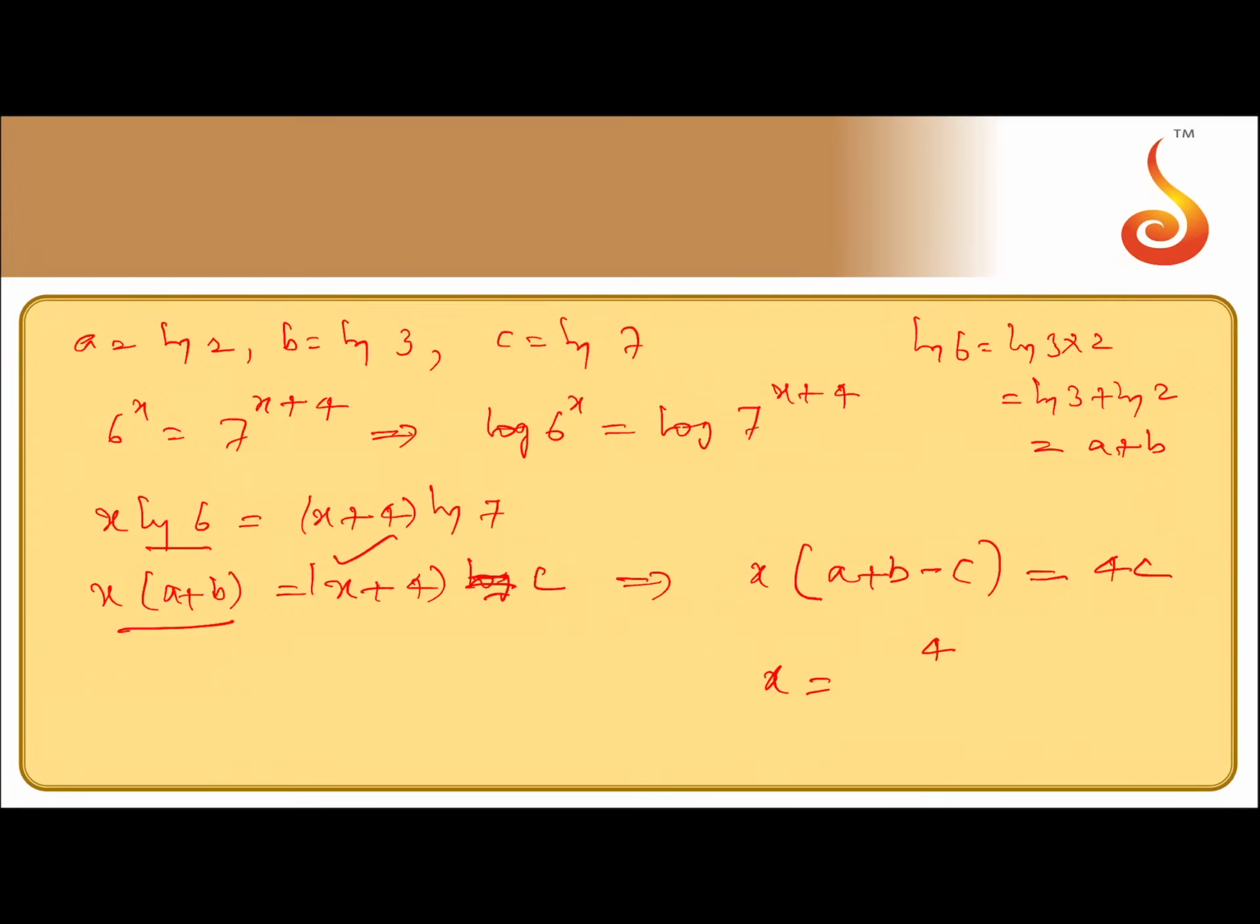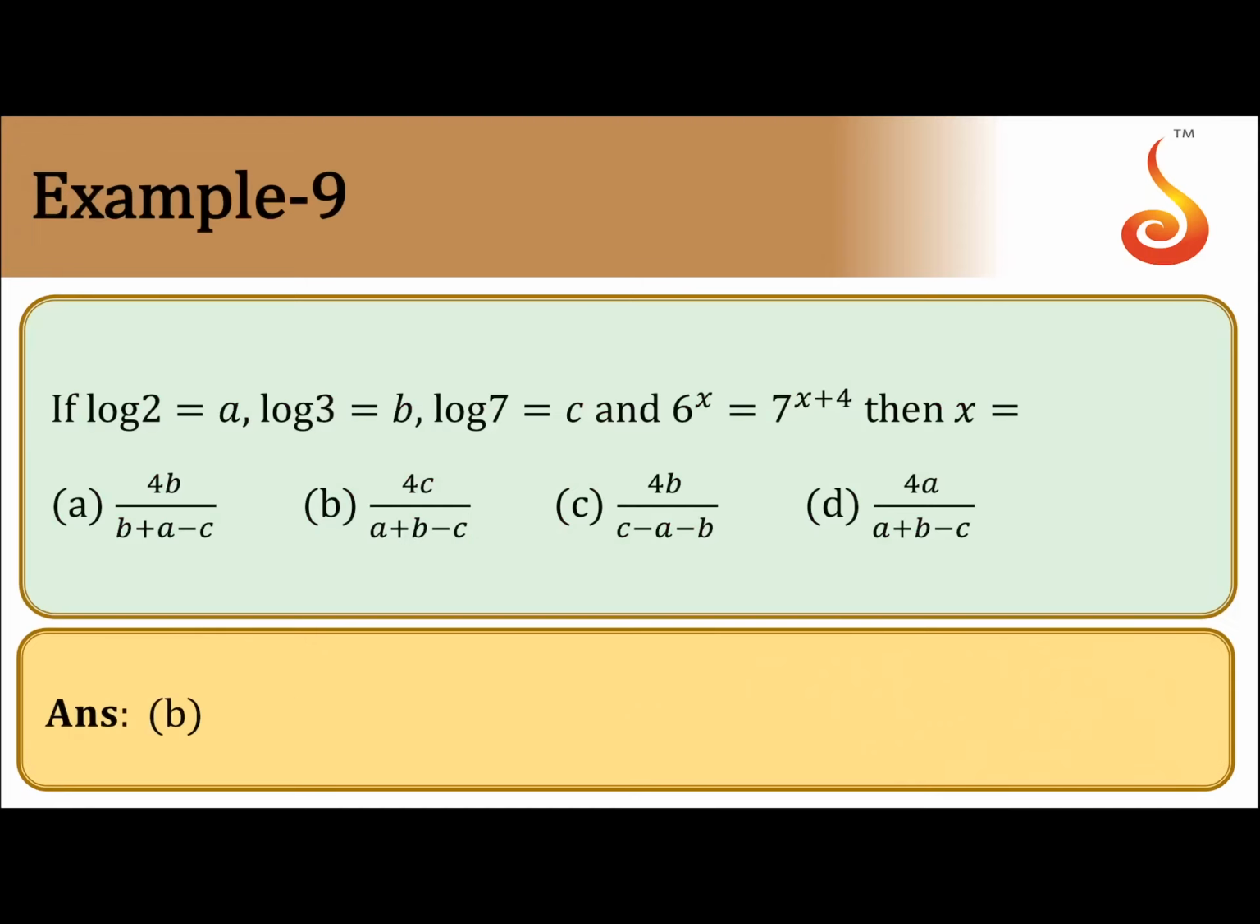x is equal to 4c divided by a plus b minus c. So, the answer for the problem is 4c by a plus b minus c.